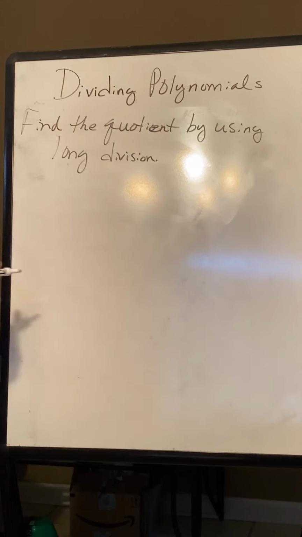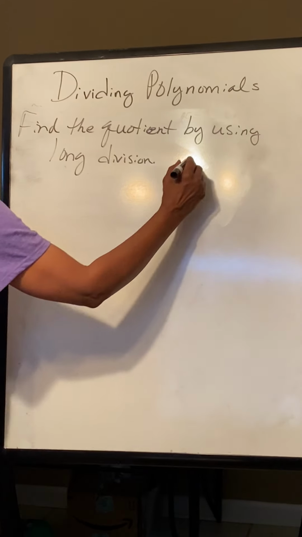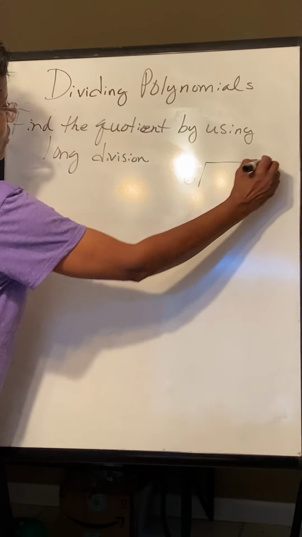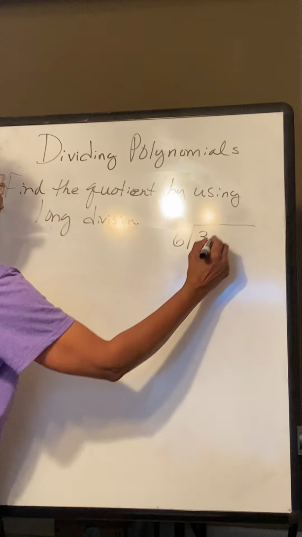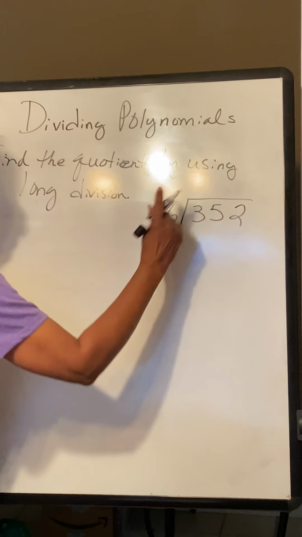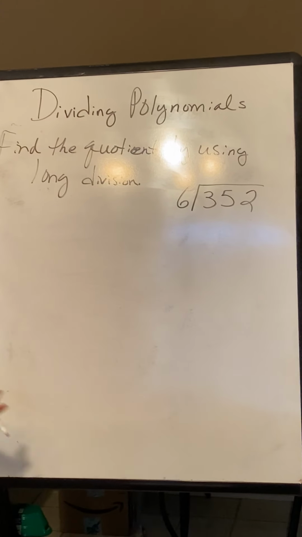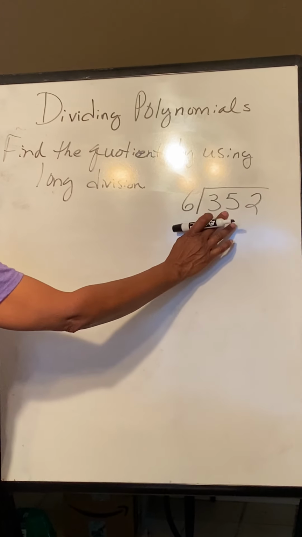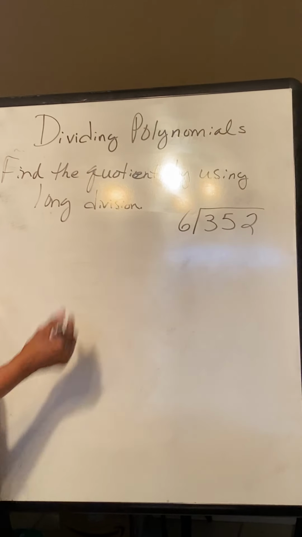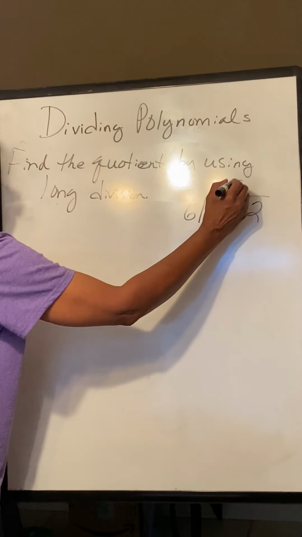Now I'm going to put a basic math problem over here just to refresh your memory. If you recall, when you were in elementary school and you did your division, you divided 6 into that 35, you put a number up there in your quotient, okay? So you put a 5.